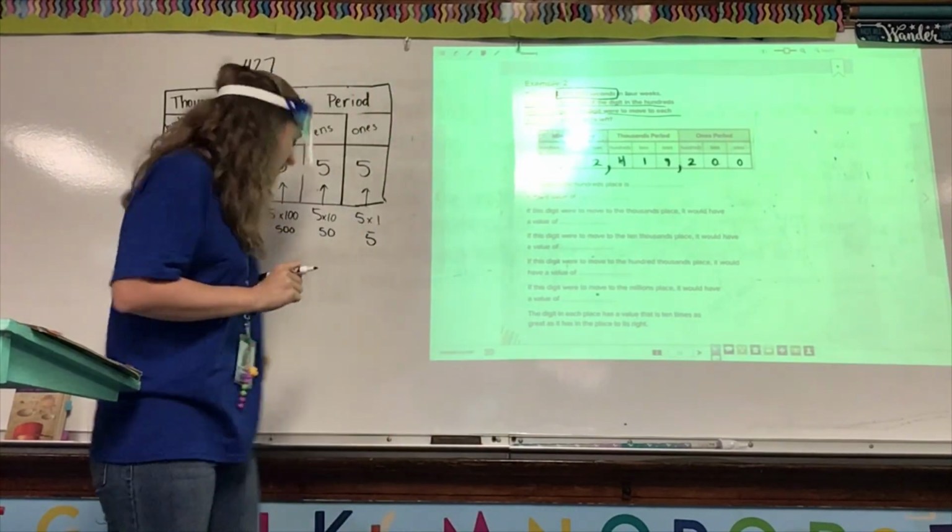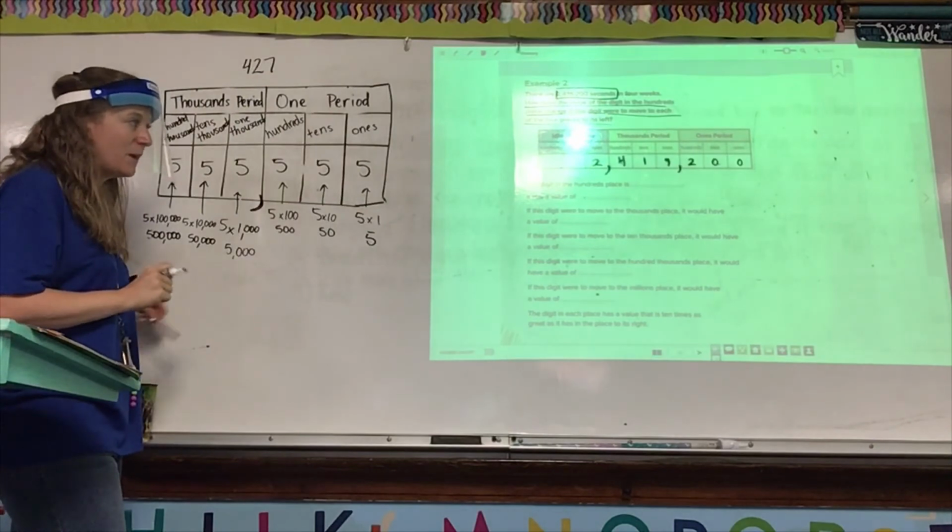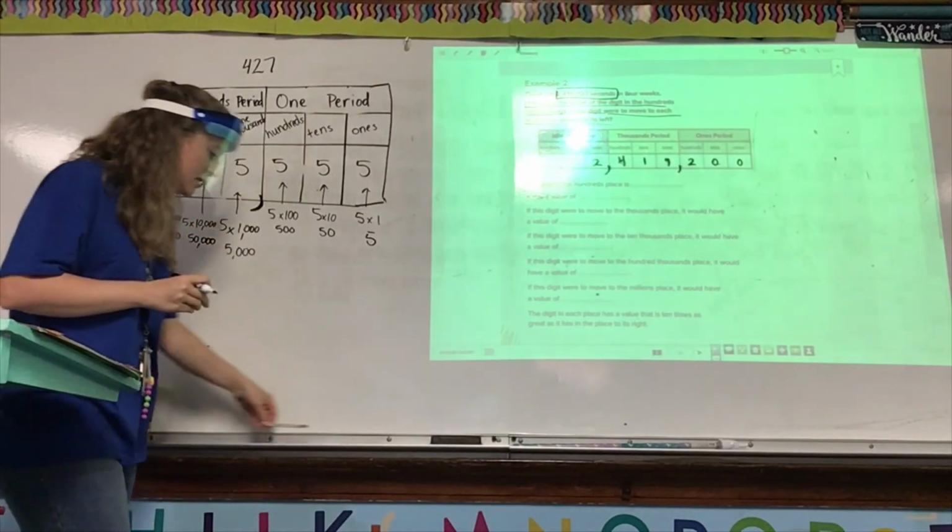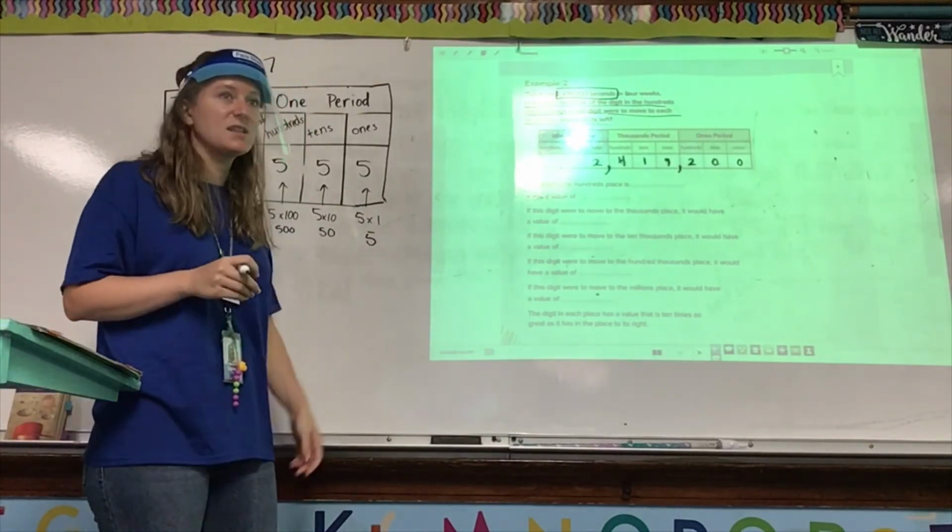So now, the digit in the hundredths place. Well, that's why we filled out our place value chart. Michaela, what digit is in the hundredths place?